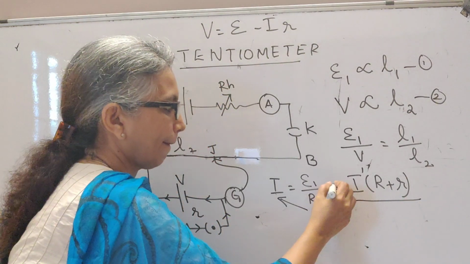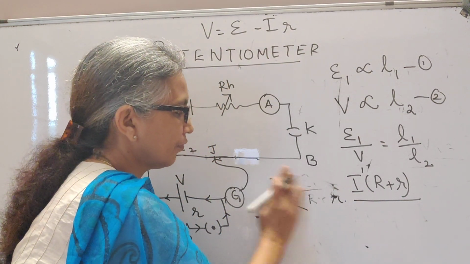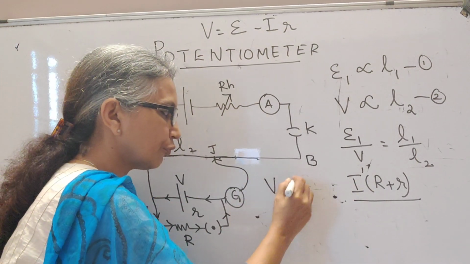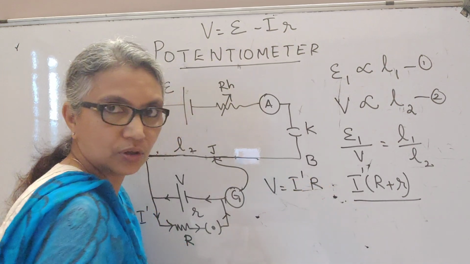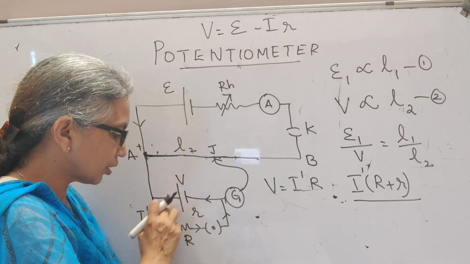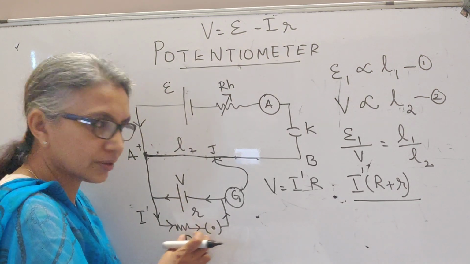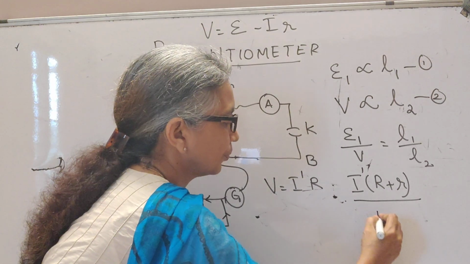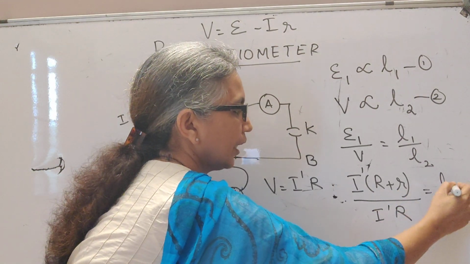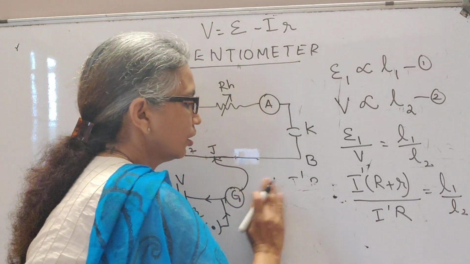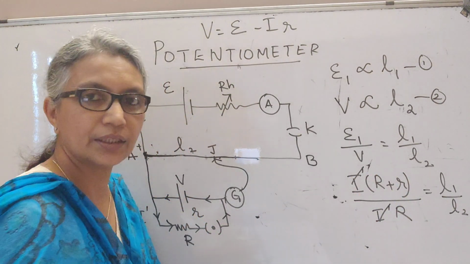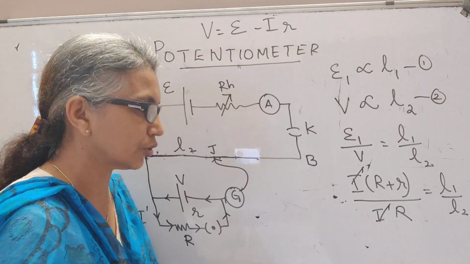Divided by, now this V across a cell can be written as your formula I dash capital R, Ohm's law. If you have a resistance R and if you have a current I, then the potential difference across the cell terminals, that is the potential difference across this, will be I dash R. So this is going to be I dash R. Now this is what we have as L1 by L2. So if I cancel this, then I have R plus r by capital R equal to L1 by L2.